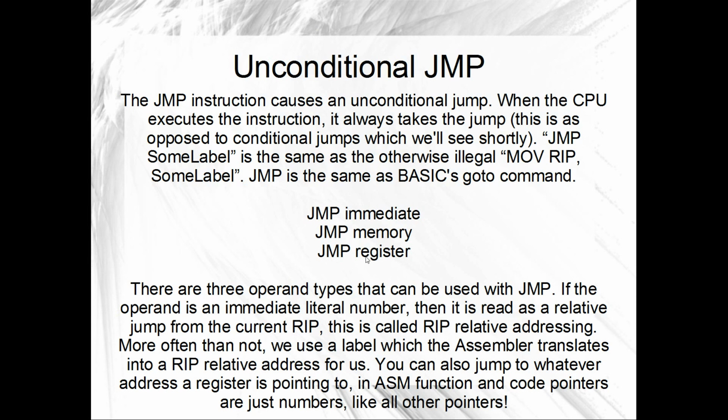Interesting, in assembly you can also jump to a register. So if you say something like jump RAX, it's going to jump to the absolute address that RAX is pointing to. So you want to make sure that RAX is pointing to a label or some code somewhere to execute. But function pointers in assembly are really, really simple.